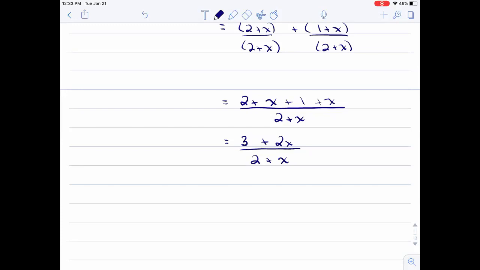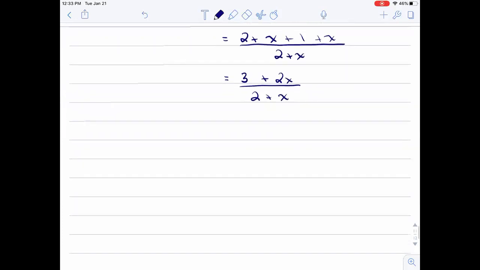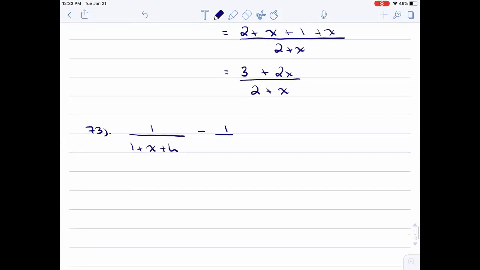I want to do number 73. And we'll do more of these later and just kind of see where they came from. But for now, I just want to look at how would we simplify something like this. And so if we have to simplify (1 over 1 plus x plus h minus 1 over 1 plus x), all divided by h, what would that look like?